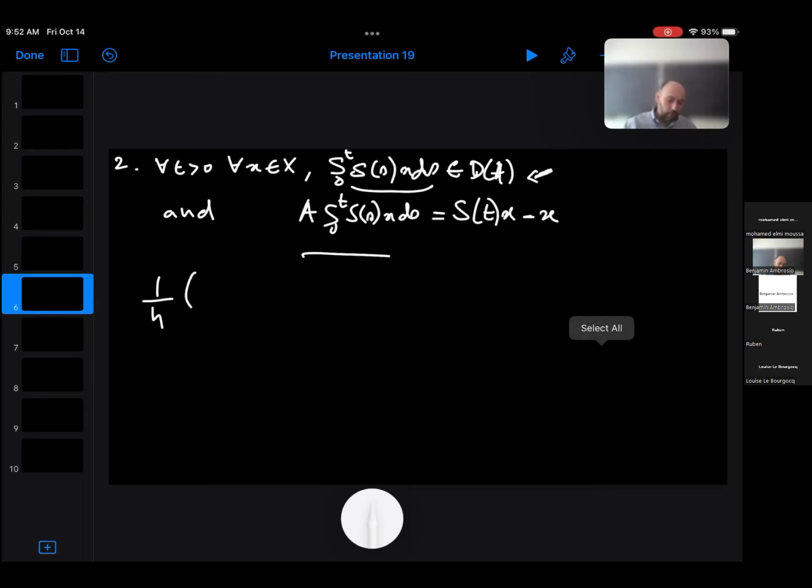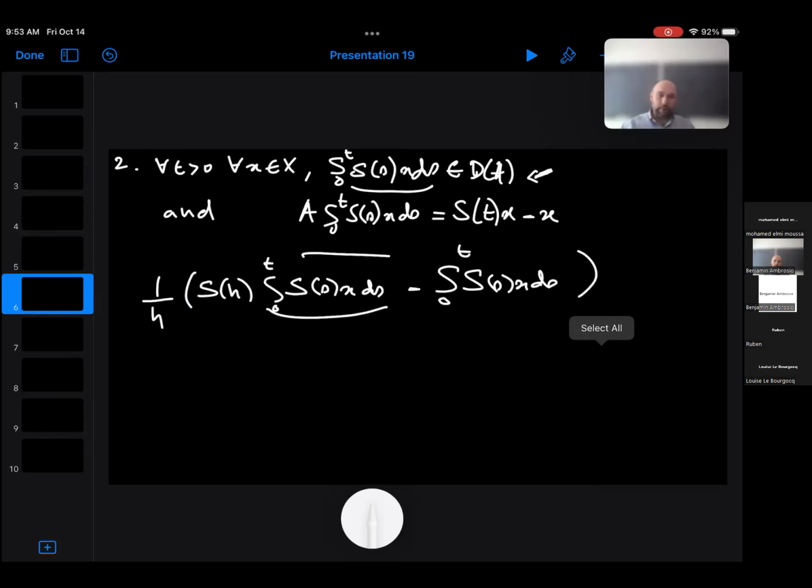the definition. So I'm going to look at (S_h - I)/h of the integral between 0 and T of S_s x ds, minus the integral between 0 and T of S_s x ds. This is the definition. So if this has a limit when h converges to 0 plus, then this belongs to G of A.